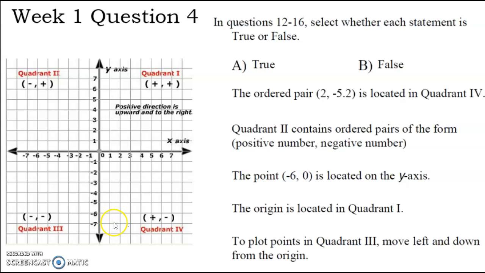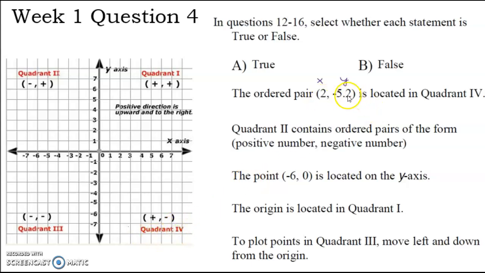You might not have seen this since 5th grade. It was a review, but let's just make sure. So is it true or false? The ordered pair, which this is an ordered pair, so this is your x and this is your y. An ordered pair is (2, -5.2), is located in quadrant 4. So that's down here, quadrant 4.